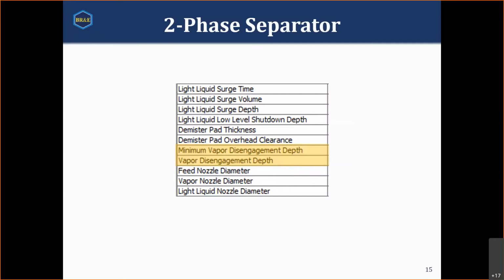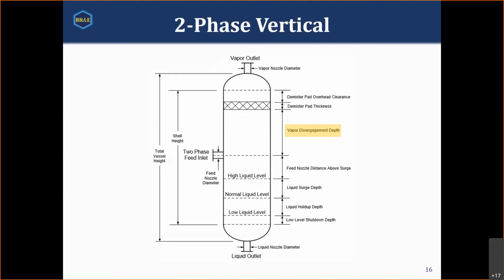Our final inputs are going to be the minimum vapor disengagement depth and the vapor disengagement depth. So you do not need to specify a minimum vapor disengagement depth, but you can. Otherwise, ProMax, based on your vapor liquid K value, is going to calculate what the vapor disengagement depth will need to be in order for our vapor to successfully disengage from the light liquid, and also for the light liquid to have enough time to drop out of the vapor. And that's going to correspond to the height between the inlet and the demister pad if it is present. If the demister pad is not present, then it'll simply be the height from the inlet to the top seam.